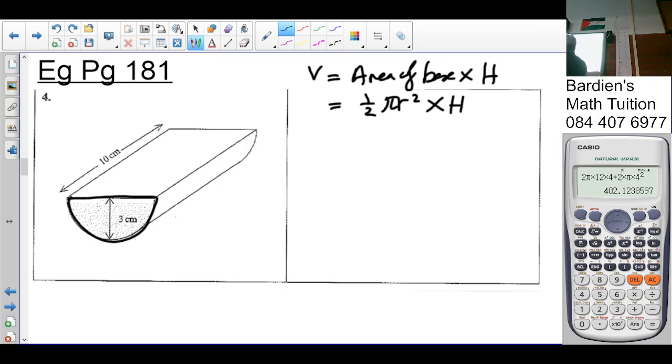Okay. Pi times 2... This is the volume. The volume is area of base times height. You're getting confused now with the total surface area. Okay, so sub in your information there quickly, and then work it out.